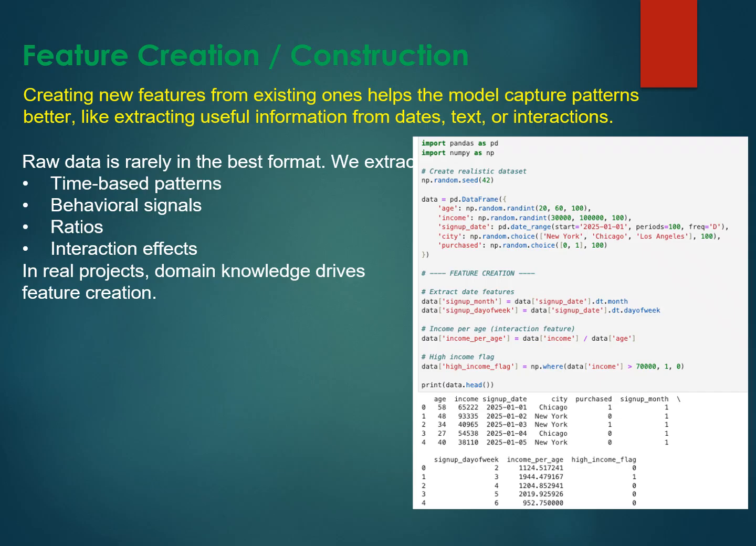Let's begin. Feature creation/construction. Now let's talk about feature creation, also known as feature construction. Creating new features from existing ones helps the model capture patterns better. Raw data is rarely in the best format for machine learning. For example, from date columns, we extract time-based patterns such as month, day of week, or whether it's a weekend. We also create behavioral signals, ratios like income per age, and interaction effects such as age multiplied by income.